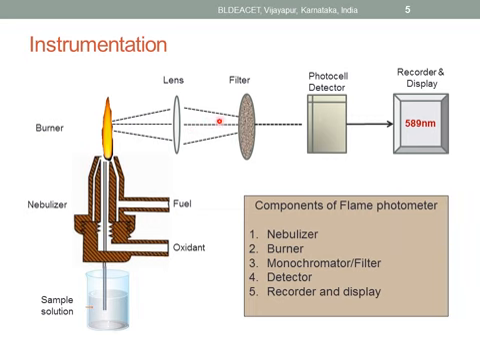The emitted radiation passes through the filter to get the desired wavelength, which passes on to a photocell detector. The photocell detector detects the wavelength of the light, and the signals are sent to the recorder, where it is displayed how much wavelength is emitted. 589 nanometer, for example, corresponds to sodium metal.